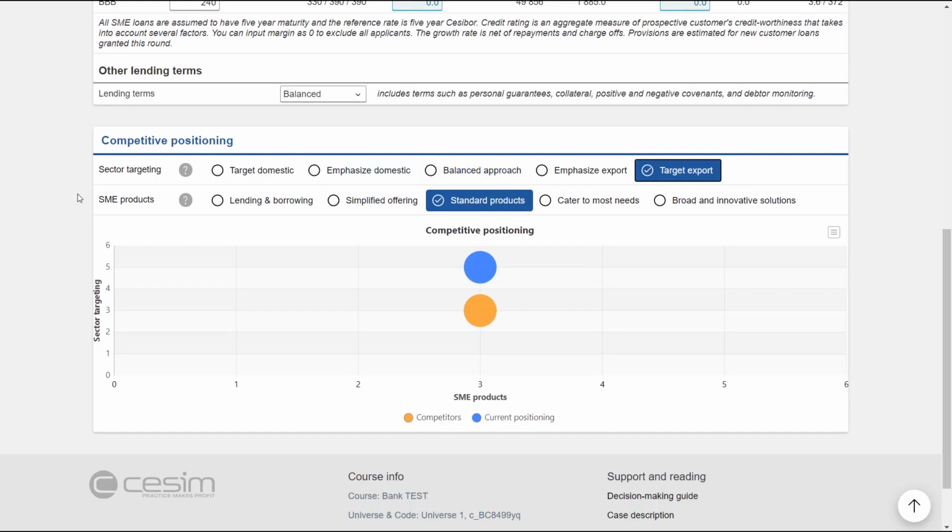Then we can also decide the breadth of the product or service offering, plain vanilla lending and borrowing, and then on the other end, broad and innovative solutions. And these different product offerings then have also different fixed costs, but they potentially also have different impact on the demand for our services.